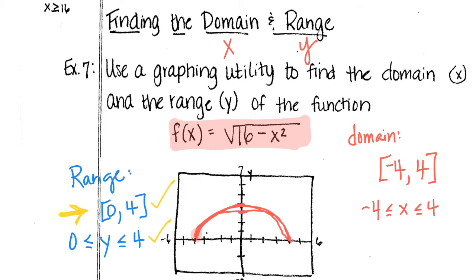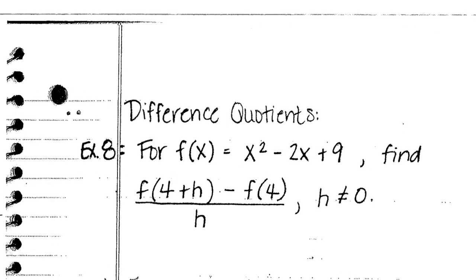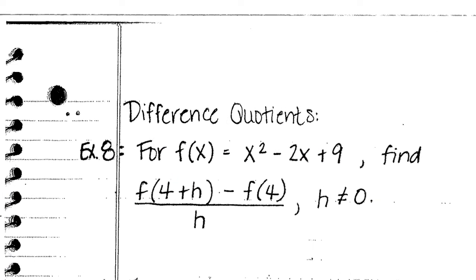Cool? Moving on. Quotients. What's a quotient? It's an answer to a division problem. This is your first taste of calculus right here in PreCalc. Write it down. Star it, circle it, highlight it. It says for f of x equals x squared minus 2x plus 9, find this big mess. And they tell us that h cannot equal 0 because what cannot be in the denominator? 0. And we just talked about that, so we know that.